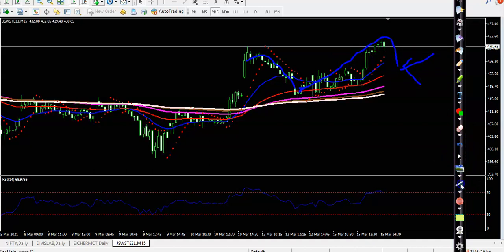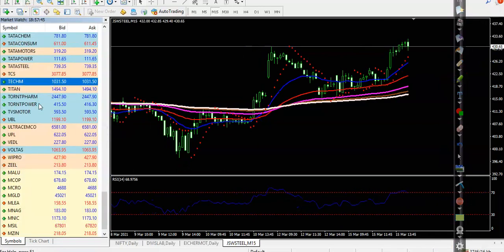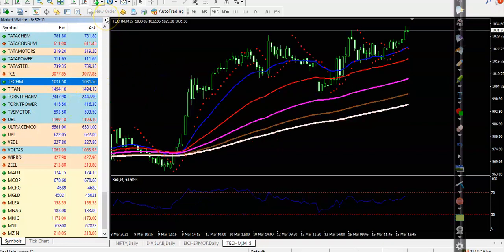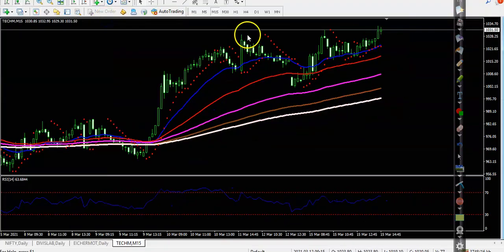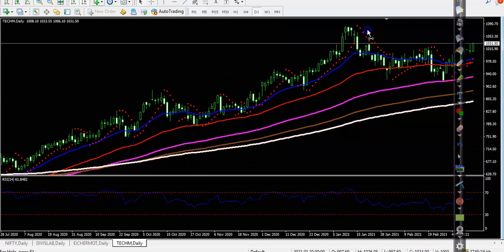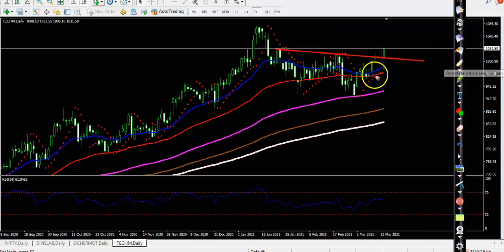All right. And the next one, Tech Mahindra, this one. Alright, this is the 15 minute time frame. Let's see in a large time frame: price just broke this resistance line somewhere there. That was the resistance line, and the price broke this diagonal resistance line.